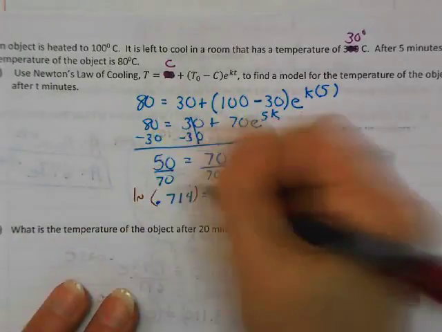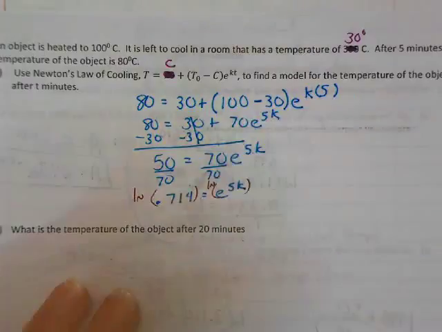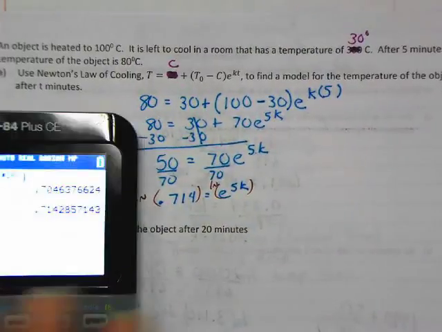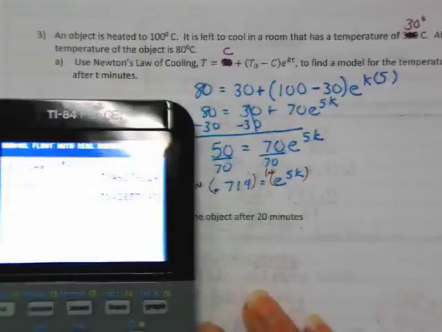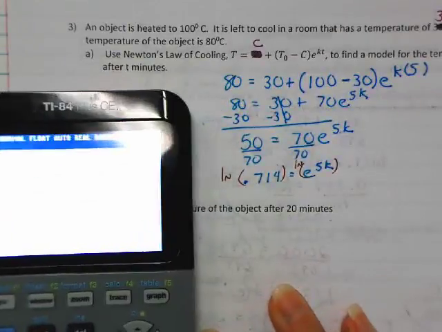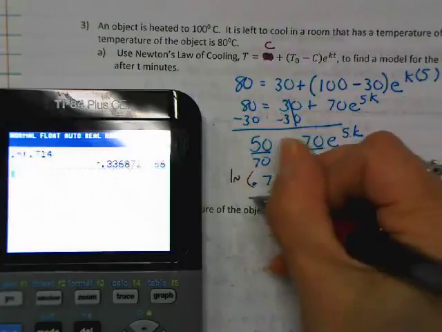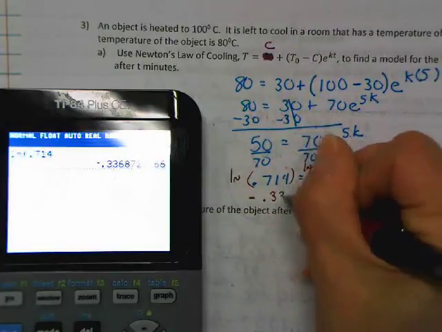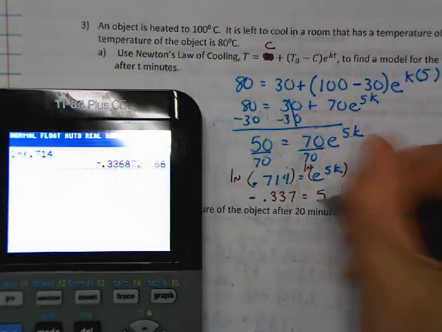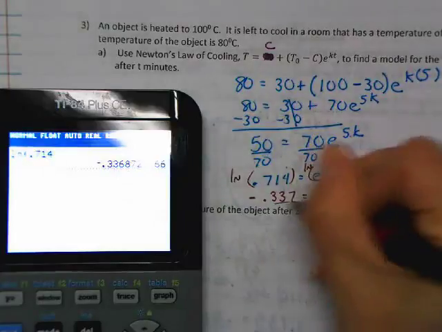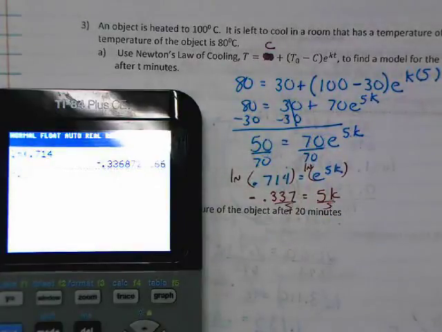Alright, so type in the natural log of 0.714. And I get negative 0.337 equals 5k. Now divide by 5. So negative 0.337 divided by 5 gives me k is equal to negative 0.067.